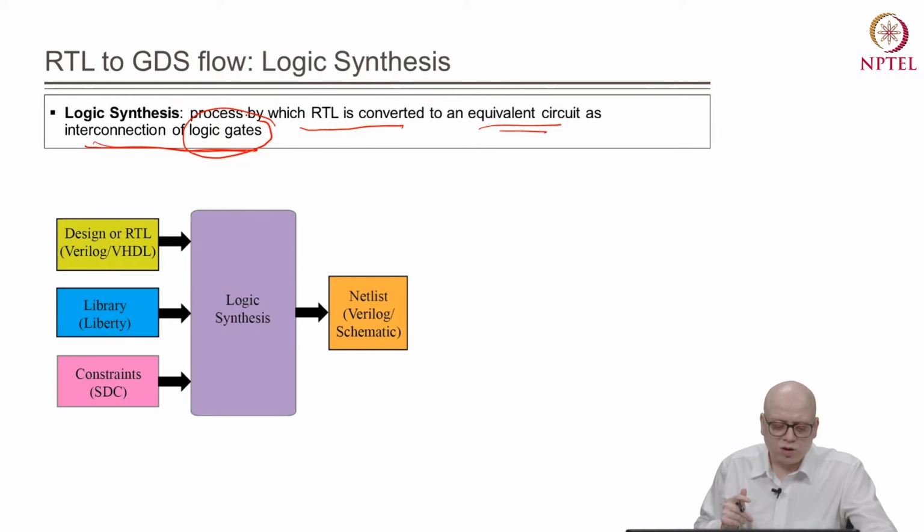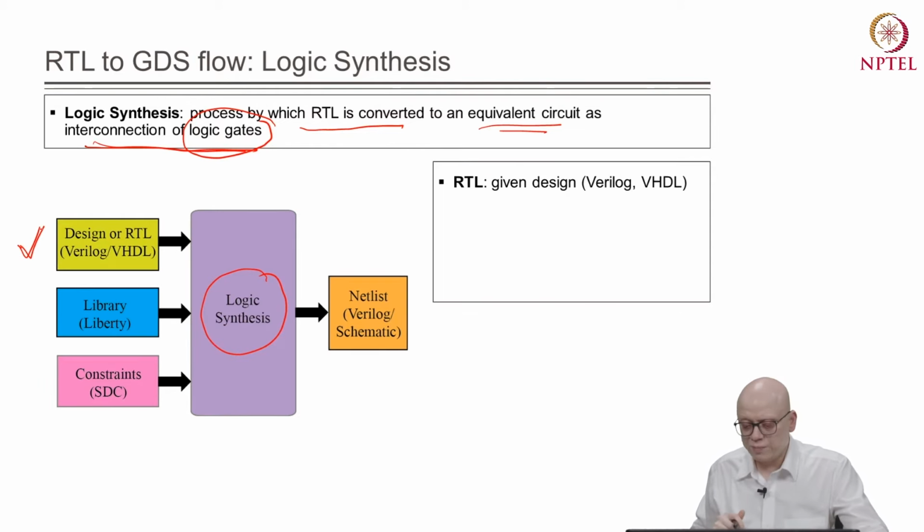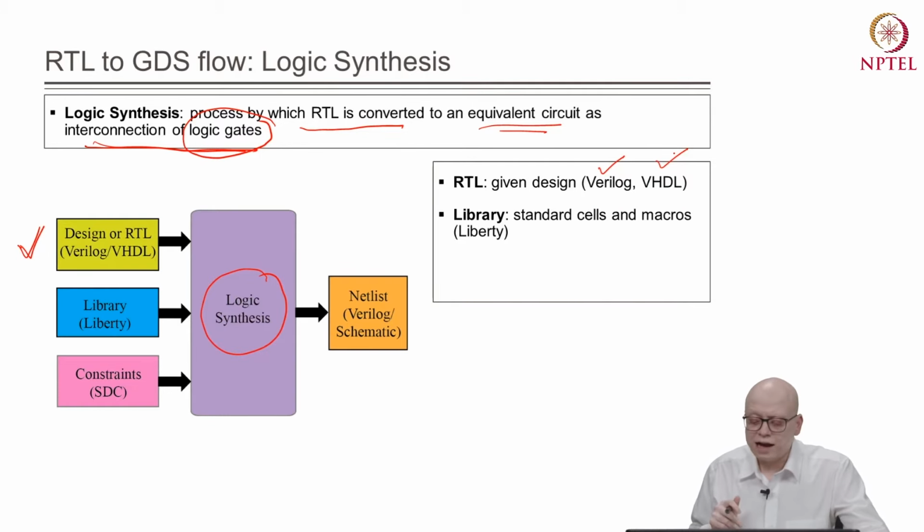The major inputs that we give to the logic synthesis tool are, the first one is the design or the RTL that we want to implement. This design can be either in the form of Verilog or VHDL, that is in hardware description languages, or it can be a combination of Verilog and VHDL format. The second major input is the library. Library contains the information of the standard cells that we will be using in our design. Typically this library is in Liberty format, and the files that we use for library have an extension of .lib.